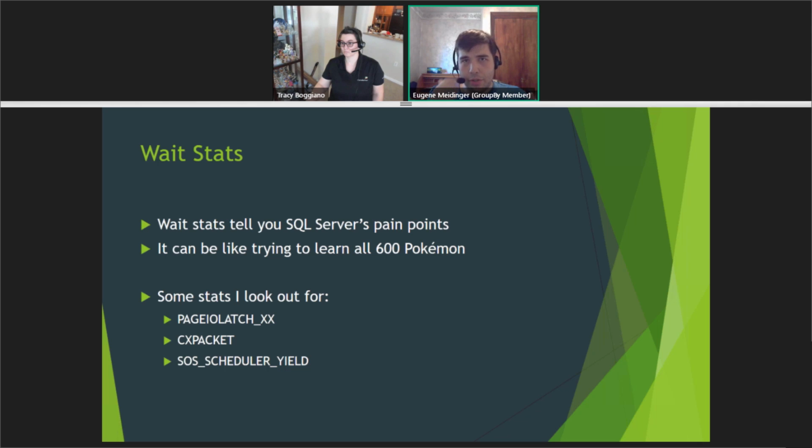The first is PAGEIOLATCH, and there's a couple of different varieties. I have just XX there. PAGEIOLATCH says we were waiting to read something from disk, right? We had a lock on something on disk, and we wanted to read it into memory. Well, it would seem like PAGEIOLATCH means that you have slow disk, which you could. But usually, in my experience and from what I've read, it means that you have memory problems. I've seen that where there wasn't enough memory provisioned, and so we were getting PAGEIOLATCH waits. A lot of times, if you can just put everything in memory, if you can buy 30 extra gigabytes of RAM or what have you, suddenly this can go away.